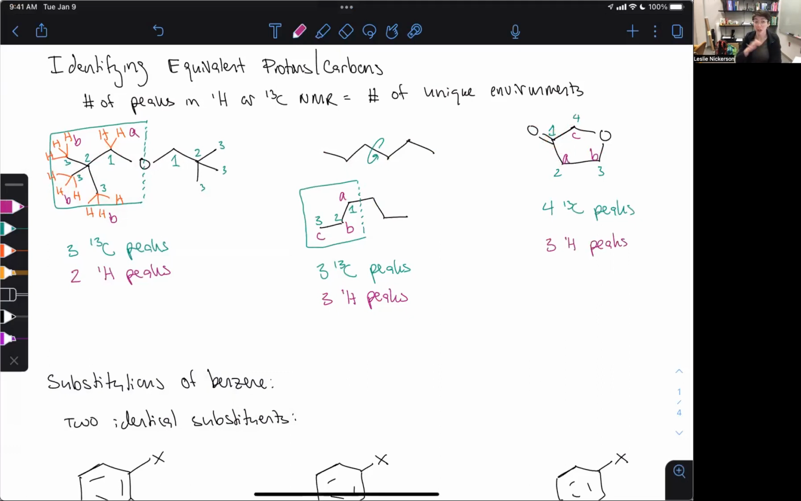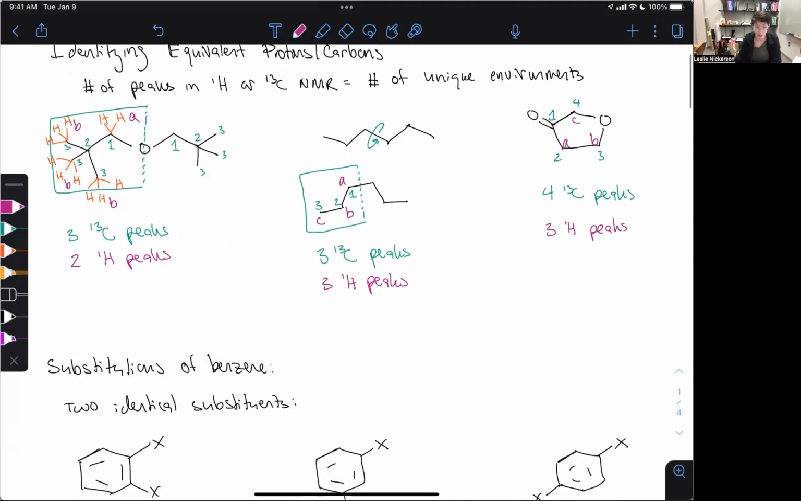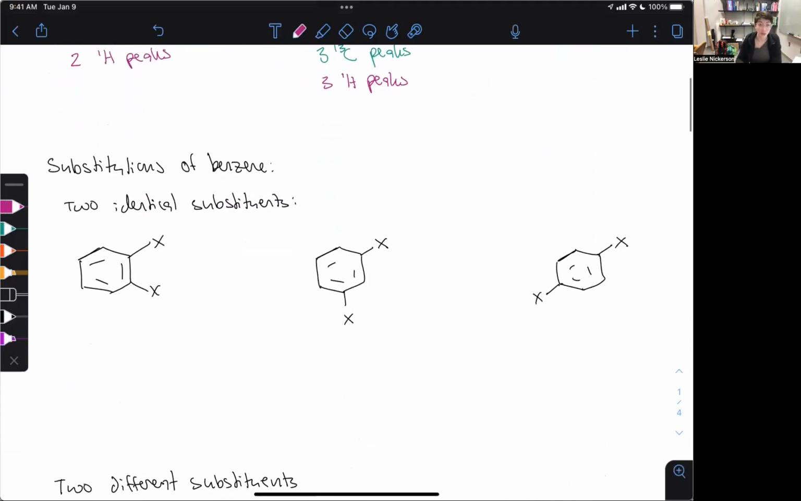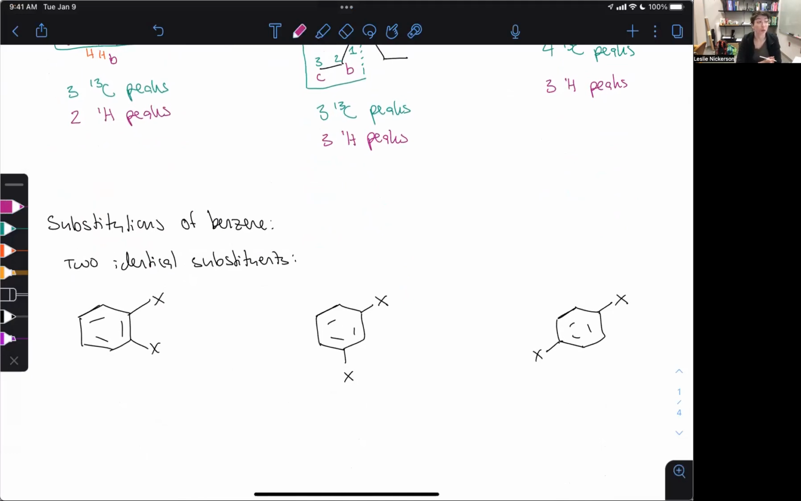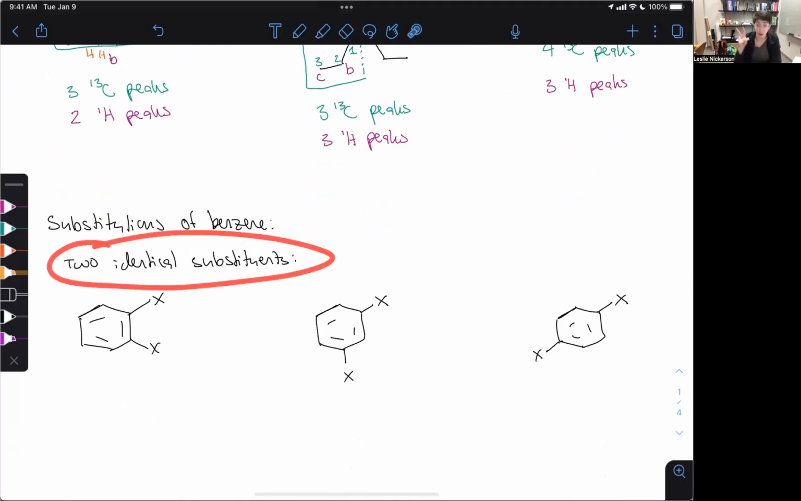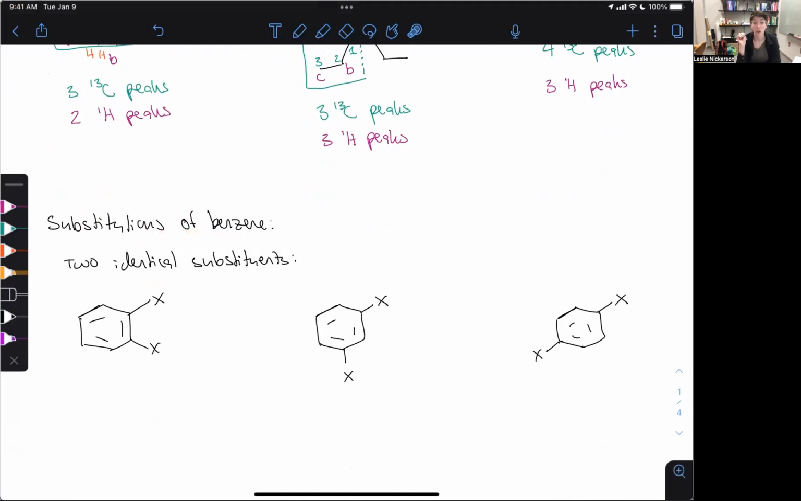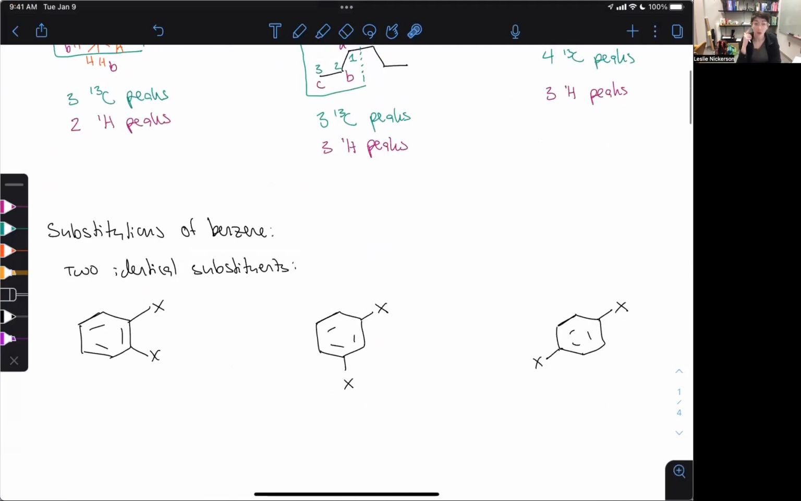Okay, so the symmetry is going to be the first thing that I always look at, like, how many peaks do I have? So let's look at some common examples on benzene. So this is one that comes up all of the time. Mostly because they make for really good NMR analysis, and they're really good at testing your symmetry eye. So in this case, we're going to look first at a situation where you've got two substituents on benzene and you've got two identical substituents. Okay, we'll do two different substituents next. Well, for now, we're going to stick to two identical substituents.